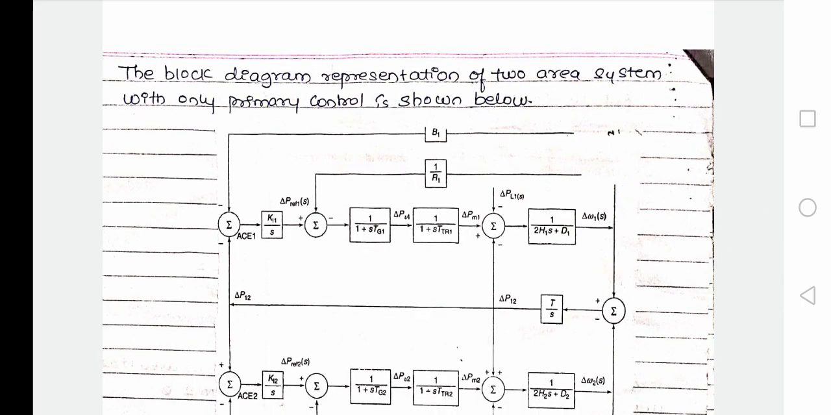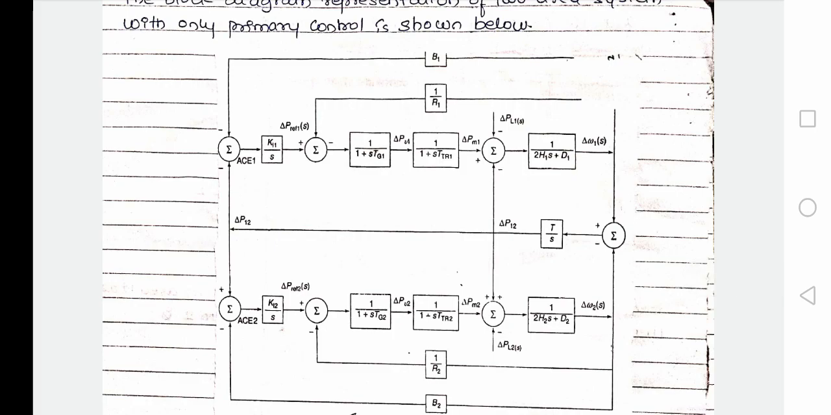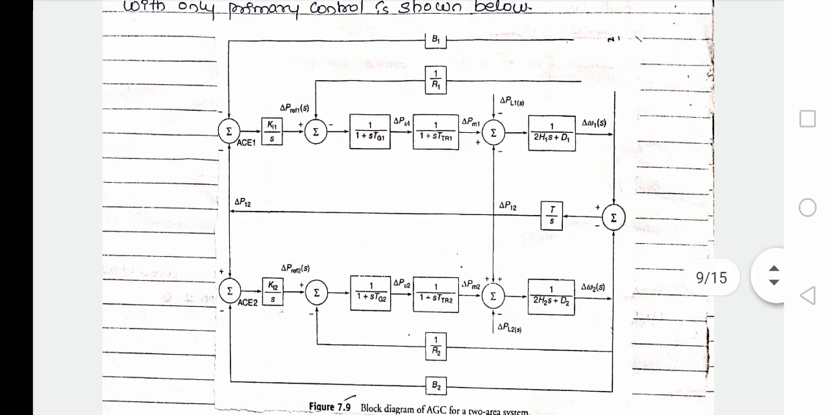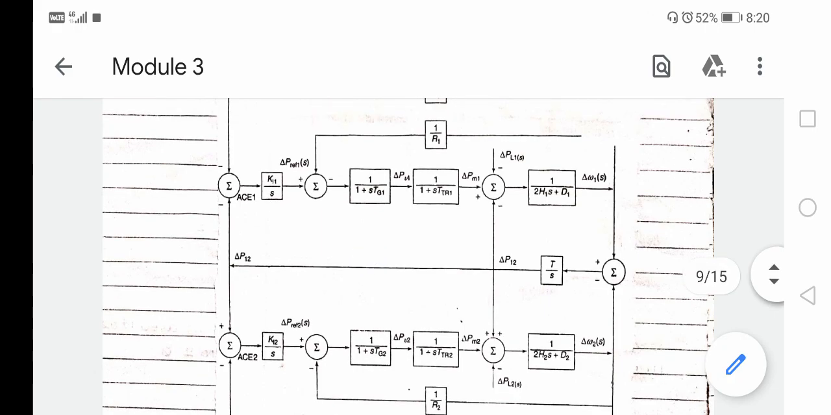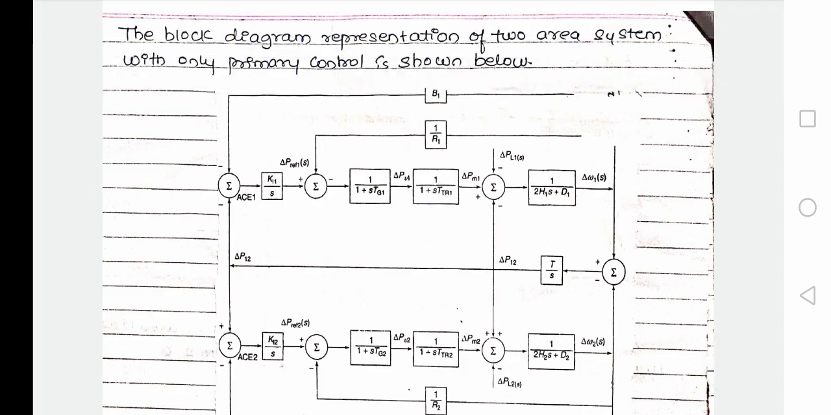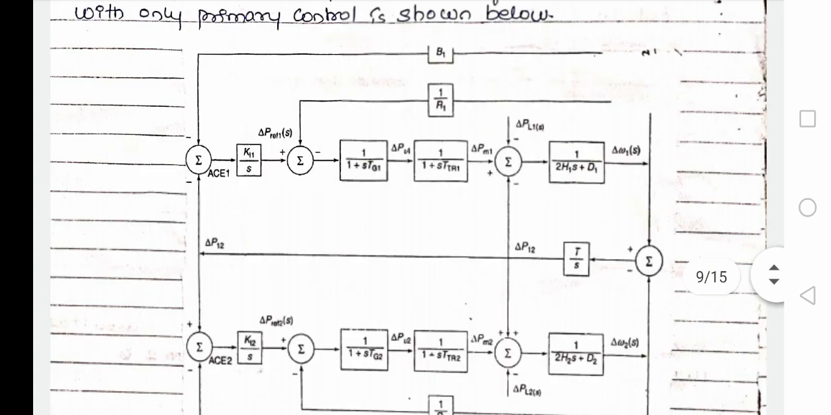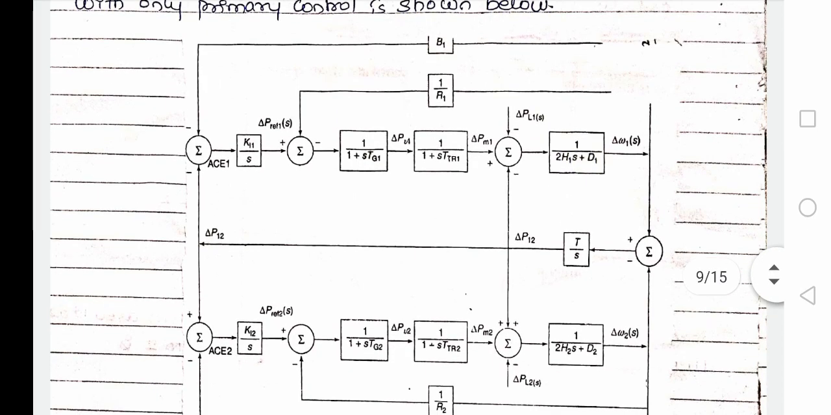Here, for whatever equations we have written, the block diagram representation of the two area system with only primary control is shown below. No secondary control is necessary or required here in this system. Here summation blocks are there, for area number 1 and area number 2. So ACE is given as K11 divided by S, and with the summation block it is given to 1 divided by 1 plus STG1 and 1 divided by 1 plus STTR. Here TG1 is with respect to the generator modeling, TTR, and here it is the combination of the generator plus load.